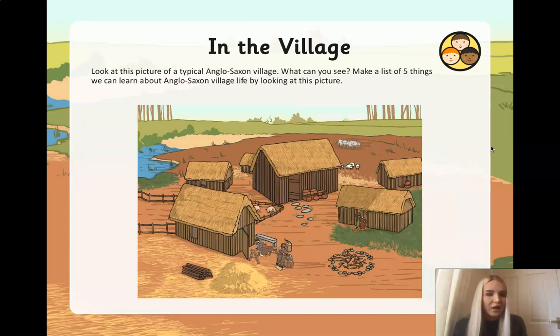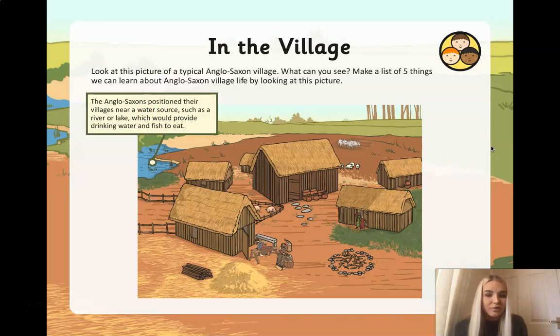Here is a picture of an Anglo-Saxon village, a typical one, what most of them would look like. I want you to pause the video and see what you can see. Make a list of 5 things that maybe we could learn about Anglo-Saxon life, and we're going to look through them in a moment. So if you just pause the video and have a think, please. Okay, let's make our way around the village and find out what each of those things are. Even though the village looks pretty sparse, pretty empty, there's a lot of things going on here that made it really, really successful.